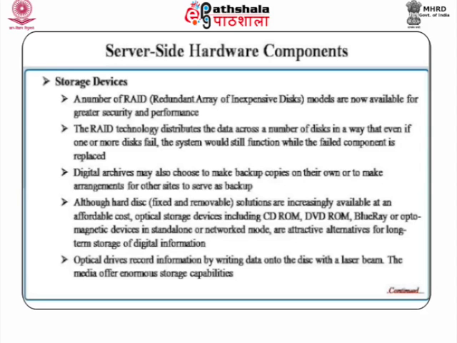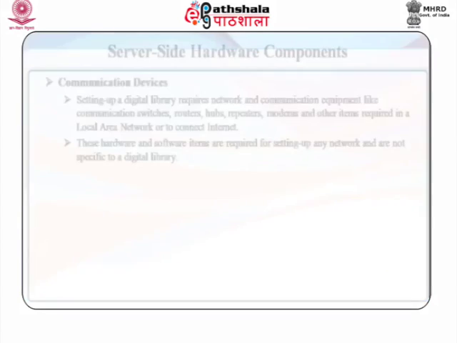Setting up a digital library requires network and communication equipment like communication switches, routers, hubs, repeaters, modems and other items required in a local area network or to connect to the internet. These hardware and software items are required for setting up any network and are not specific to the digital library.